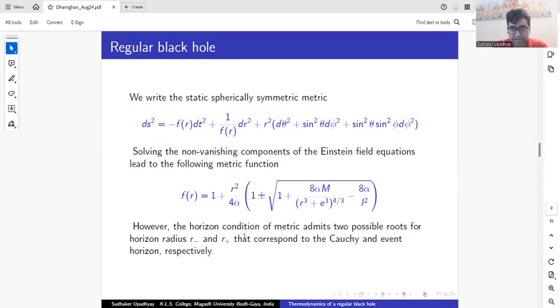Here you can see there are two branches, one positive and one negative. The positive branch gives instability, so it is not of much physical interest. We keep the negative sign for further investigations. Here you see the horizon condition. If you apply the horizon condition, there are two possible roots, namely r_minus and r_plus, that correspond to the Cauchy and event horizons.